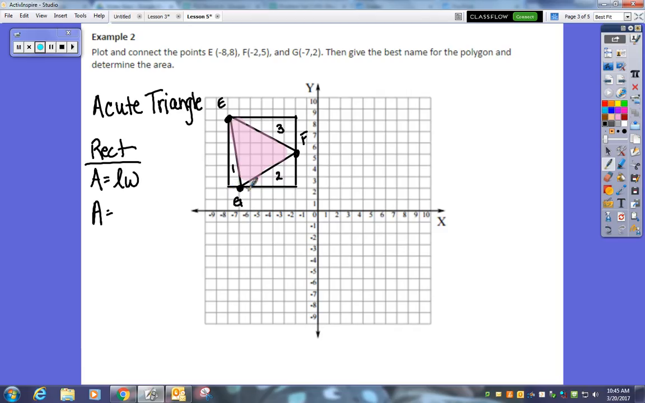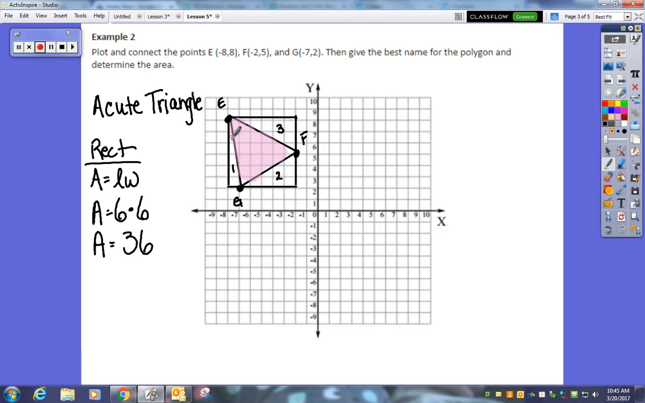So 1, 2, 3, 4, 5, 6 is the length. And then the width is from here all the way up. So 1, 2, 3, 4, 5, 6. So it is actually a square now that we know it's a 6 by 6. And that would give us 36 square units. So now that's for the entire rectangle, but we're just looking to find the area of this triangle here.